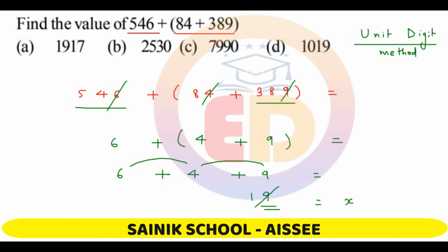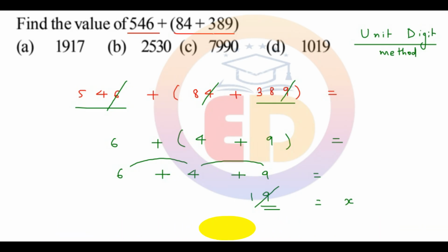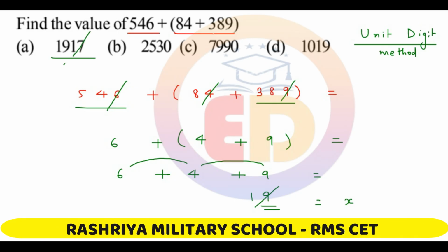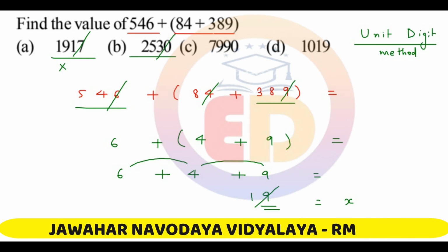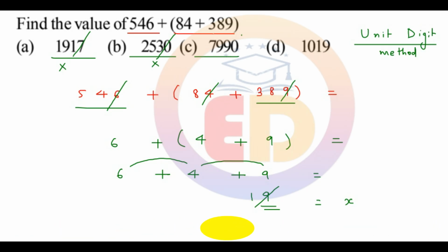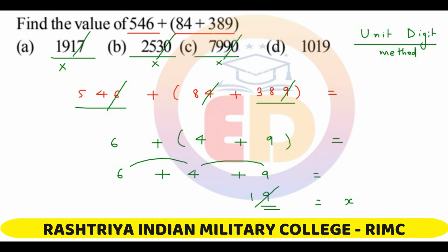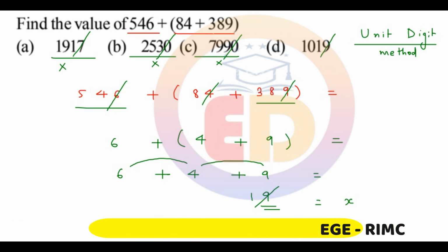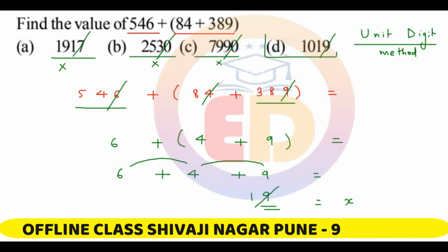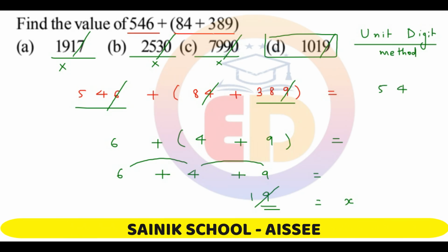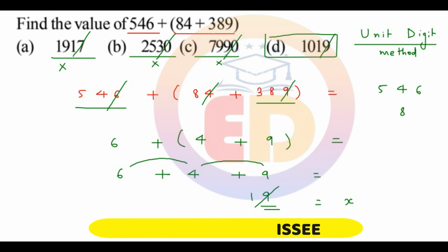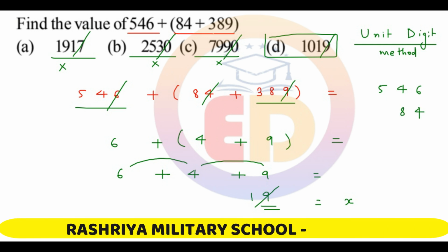Now look at the options. Which option has 9 in the unit digit? The first option has 7 in the unit digit, cannot be our answer. Second option has 0 in the unit digit, cannot be our answer. Third option has 0 in the unit digit, cannot be the answer. Fourth option has 9 in the unit digit. This is our correct answer. You can also verify this by adding 546 plus 84 plus 389.